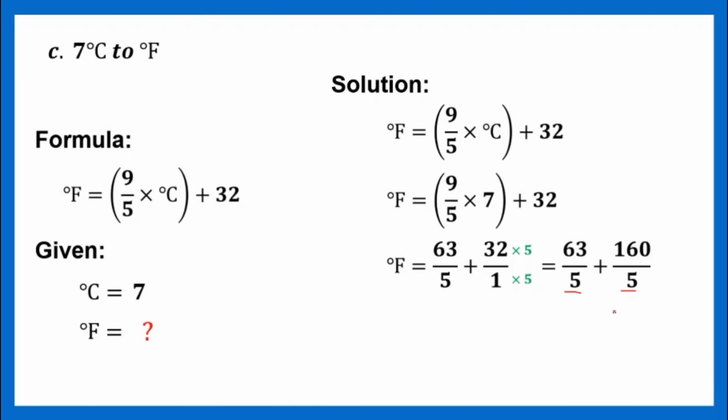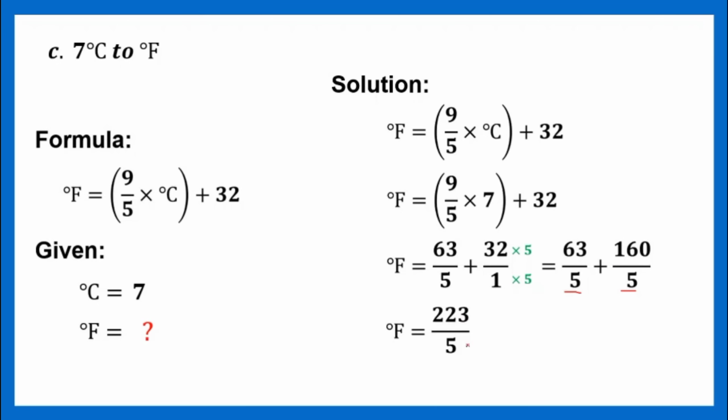Then, we can add now. So, di ba kapag mag-add tayo ng similar fraction, kinokopya lang yung 5. Ayan. So, yung denominator kinokopya lang. So, same na 5 pa rin. Pero yung taas, ipa-plus natin, kasi plus yung operation. 63 plus 160, that's 223.